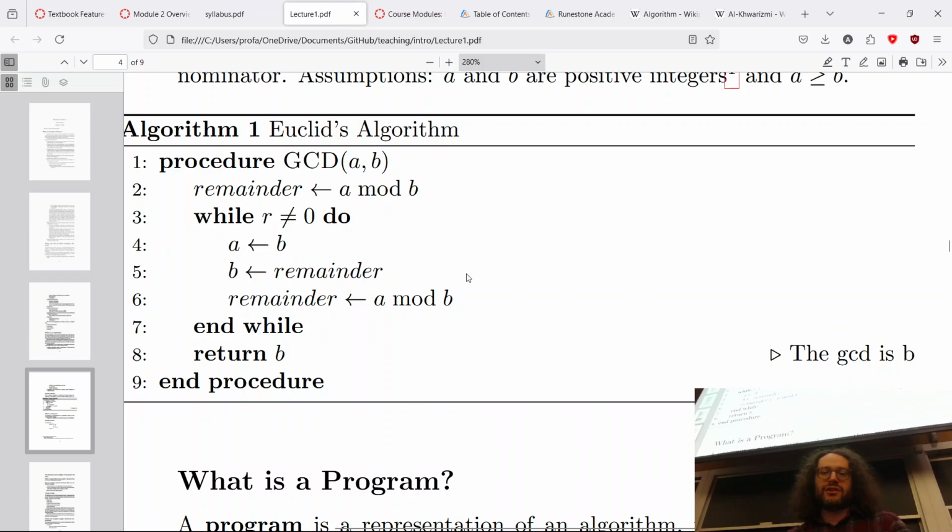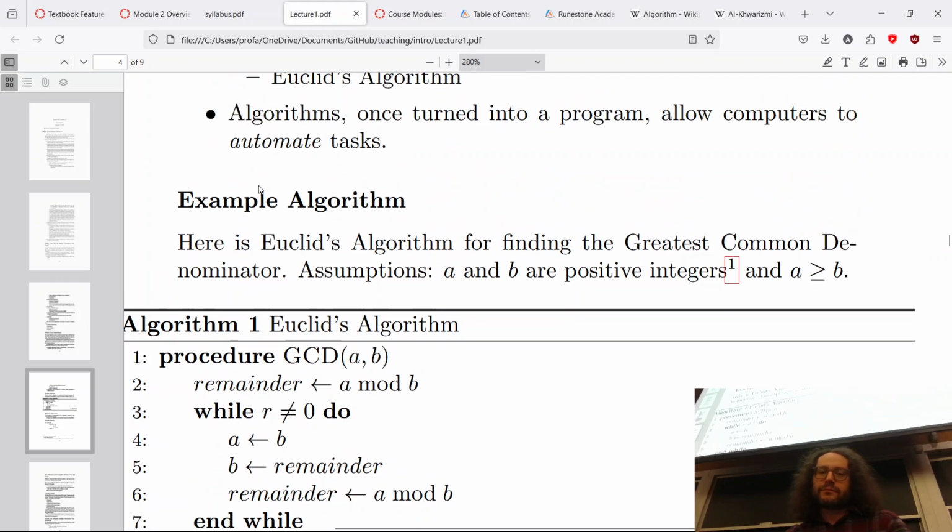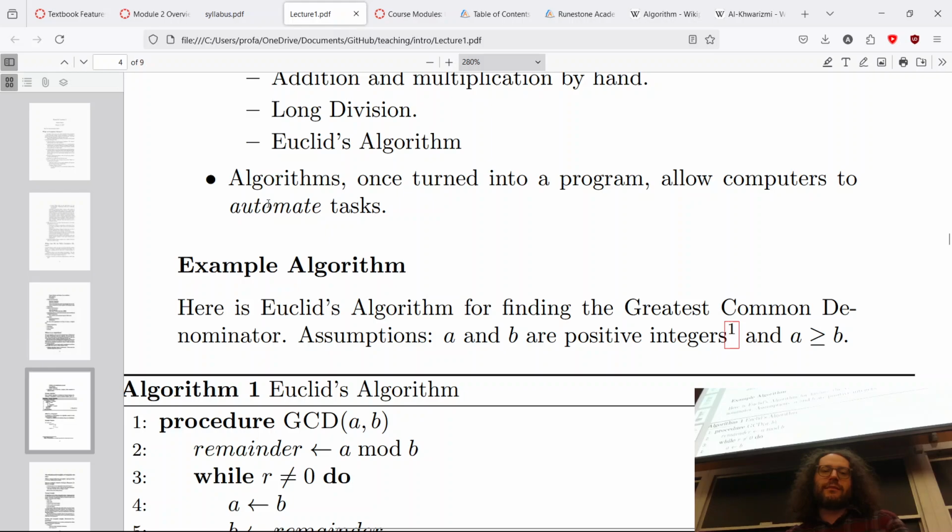Oftentimes in some books, you'll see things that look like this. This is called pseudocode, where it's written in a programming-like language, but is not necessarily programming itself, or not a programming language itself. It's just a very abstract way to put it. Anyway, algorithms are the things we turn into programs.